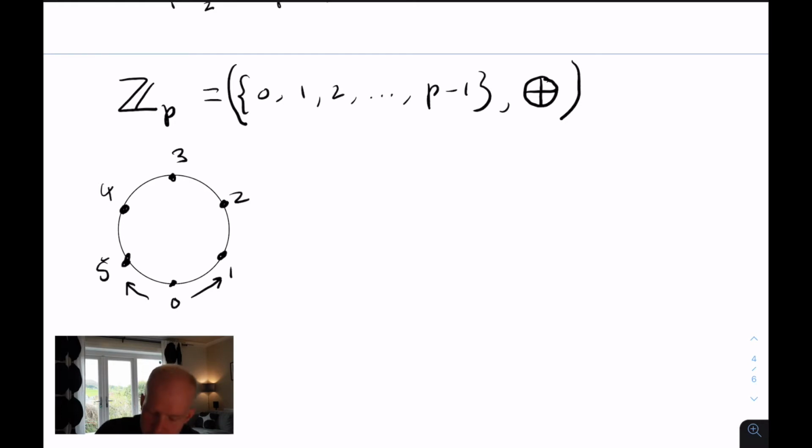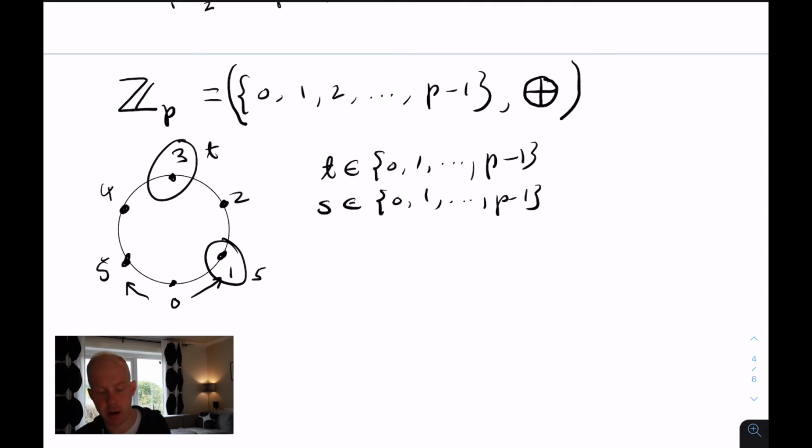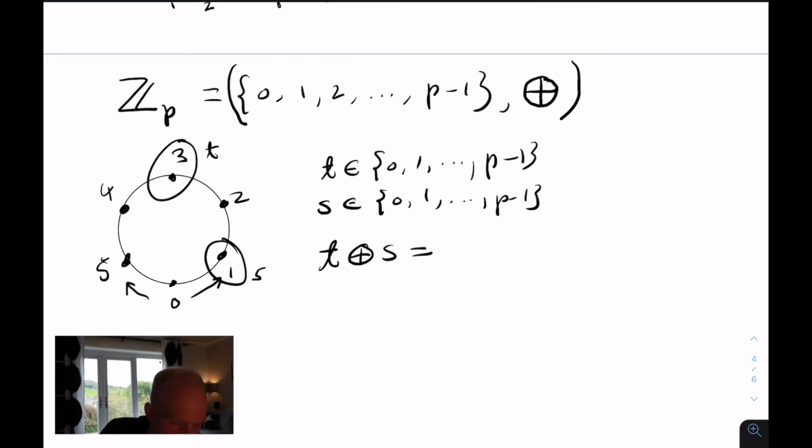And so what we can do is define, let's say, a t in this set 0, 1, up to p minus 1, and we take an s in the same set. So this would be your t, and this would be your s, for example. And then you want to define their addition, t plus s. There's nothing mysterious; we just add these numbers together.